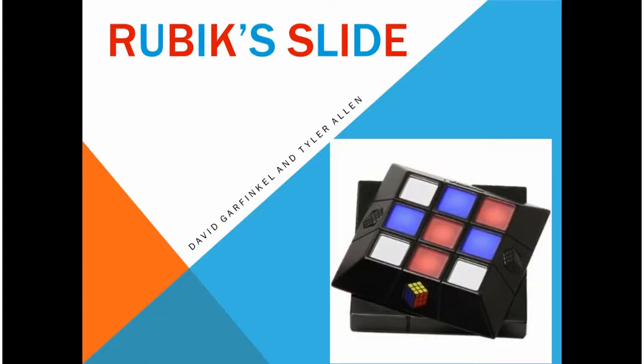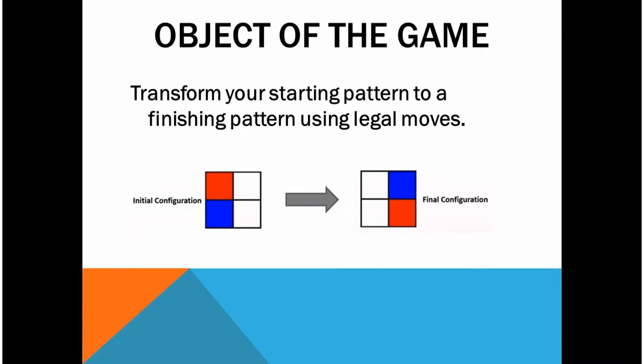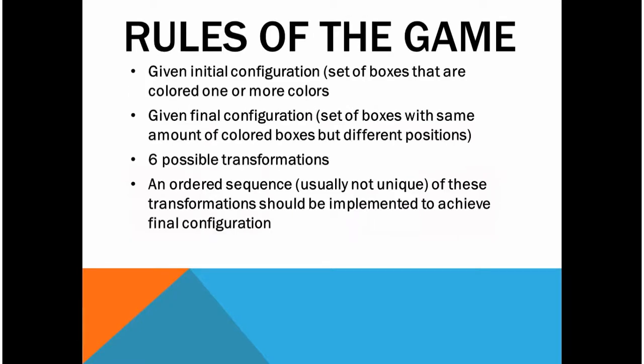Our game is going to be called the Rubiks Slide. The object of the game is that you're given an initial configuration, and by using legal moves, you have to get to the final configuration. The rules of the game are as follows.